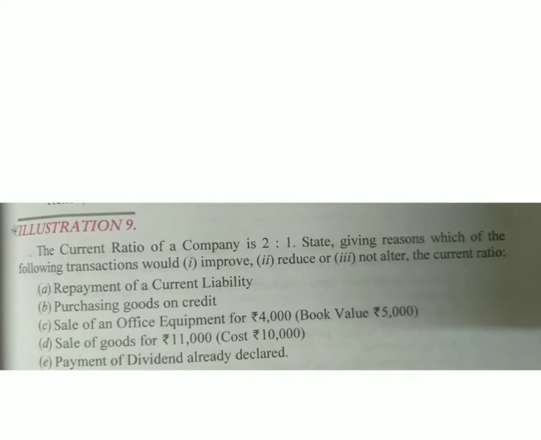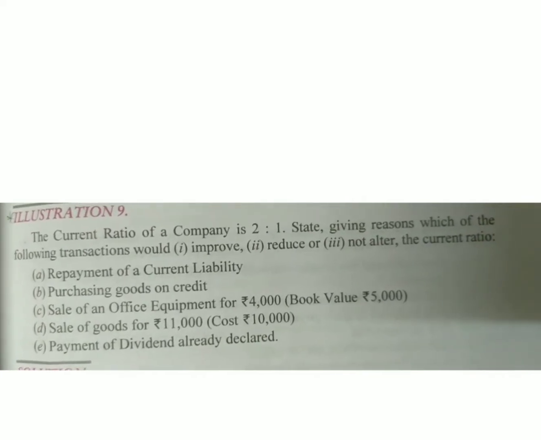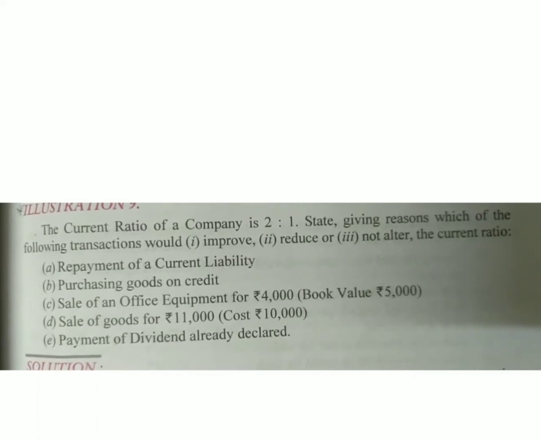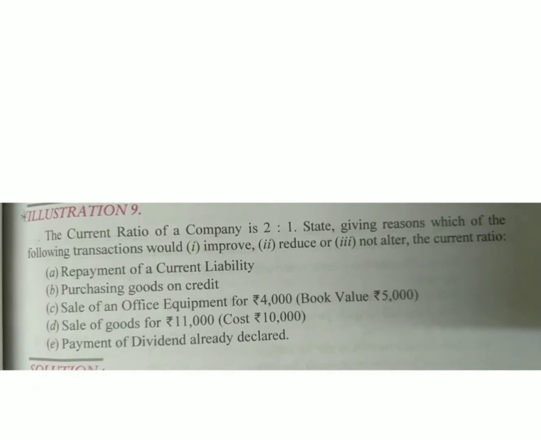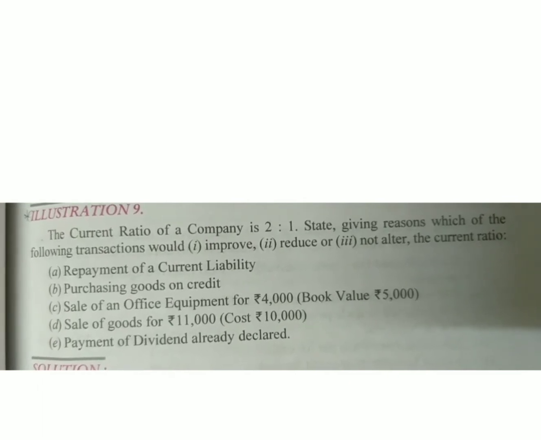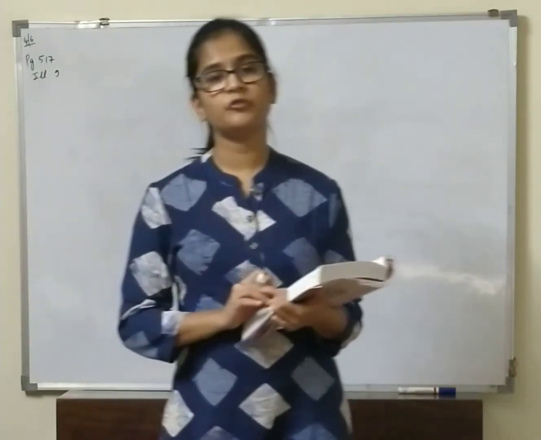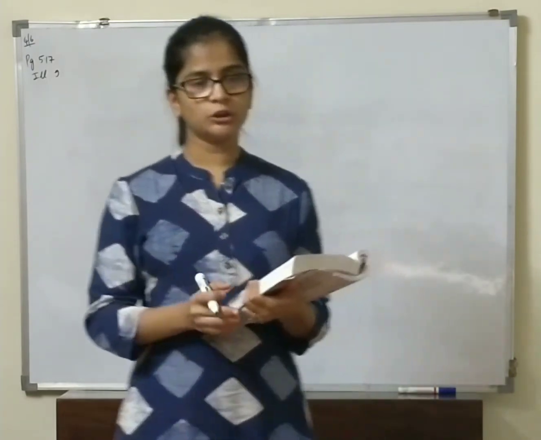Clear? Take down the next question. The current ratio of the company is 2:1. State giving reasons which of the following transaction would improve, reduce, not alter the current ratio. Repayment of current liability, purchasing goods on credit, sales of office equipment for 4,000, sale of goods for 11,000, payment of dividend already declared. Under this kind of problem, we need to find out whether if such changes are made in our assets or liability, will our current ratio increase, decrease or not alter.